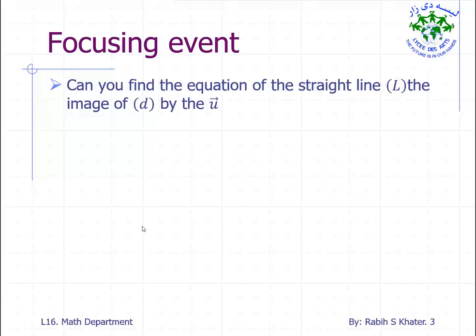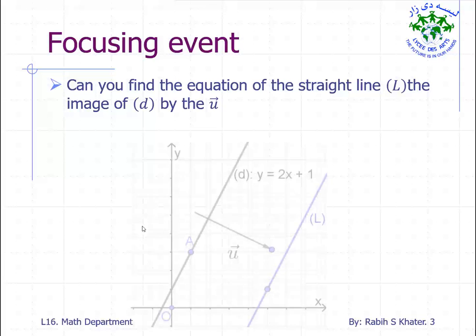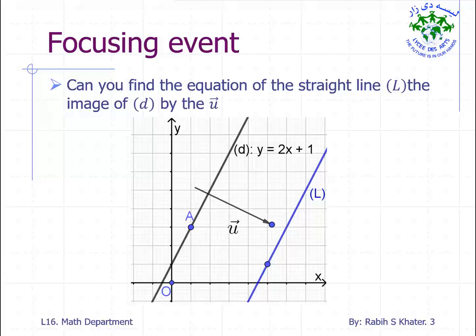Can you find the equation of the straight line L, the image of D, by the vector U? What does he mean by this question? Well, by this question he means you are to find the equation of straight line L, which is the image of a straight line D, by a certain vector U. This is our lesson in fact.